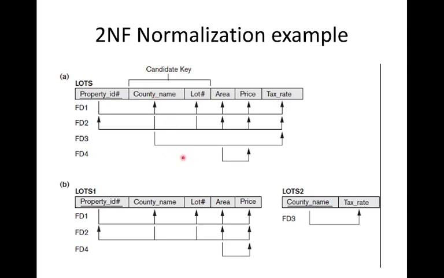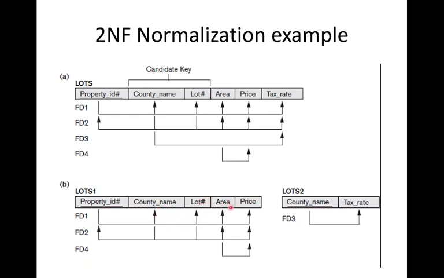So we have to move county name and tax rate to another table. So it becomes Lots 2, with county name and tax rate in another table, and the primary key there is county name. Now tax rate is fully functional dependent on county name. Now we have removed tax rate from this, and the rest of the attributes will be there. Now if you check, it is fully functional dependent.